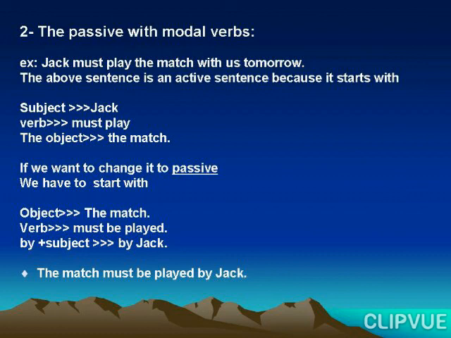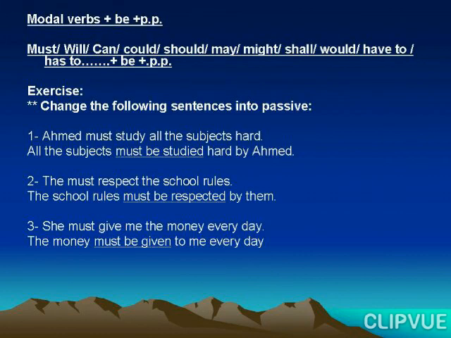Must be. So if we have a modal verb like must, will, can, could, shall, should, may, might, would, have to, has to, be going to, it will be the modal verb plus be plus PP, the past participle. This is the form of the modal verbs passive.